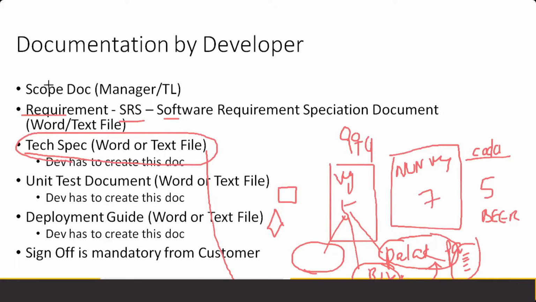Clear? Now, year-wise sales amount, how do you extract? Which column are you going to be using? That you need to write in the technical specification document. So sales amount, how do you get it? That you need to write.